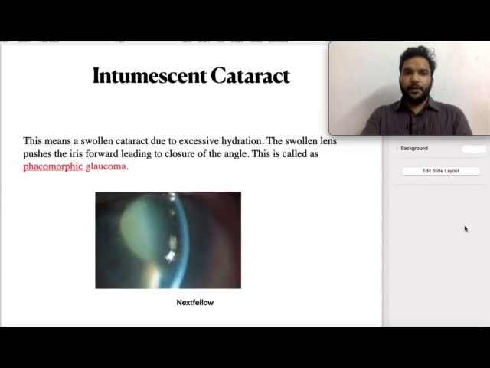Coming to intumescent cataract, this means a swollen cataract due to excessive hydration. The swollen lens pushes the iris forward, leading to closure of the angle. This is called phacomorphic glaucoma. As you can see, the lens pushes the iris forward, because of which there will be angle closure, and that is phacomorphic glaucoma. The morphology of the lens is big, that causes pushing of the iris, and that causes angle closure.